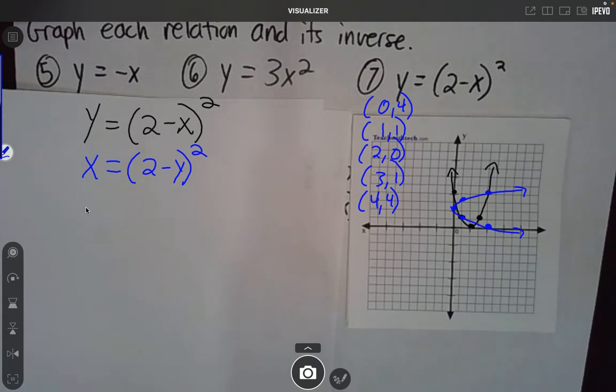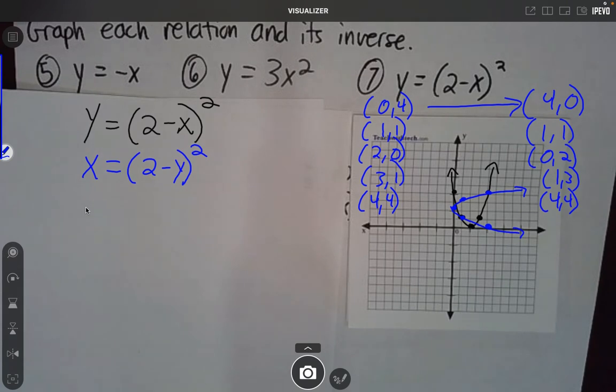You can just switch the x and y's. So I did that, and I got 4, 0. This is my inverse: 1, 1, 0, 2, 1, 3, and 4, 4. And notice when I drew that parabola, it was a sideways parabola. That's what I expected, right? So is it supposed to look like that?